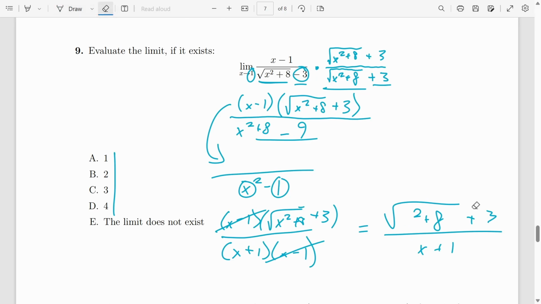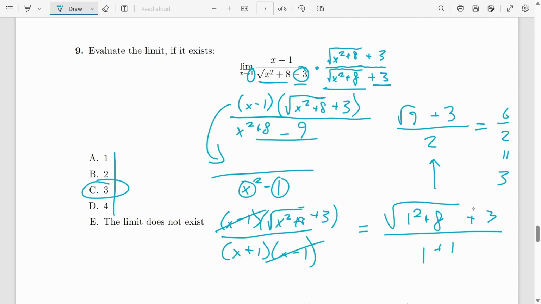So let's go ahead and plug in 1 here. So this will be 1 squared plus 8 is 9, square root of 9 is 3, plus 3 all over 1 plus 1, which is 2. That equals 3 plus 3 is 6 over 2, which equals 3. There we go. Answer choice C.